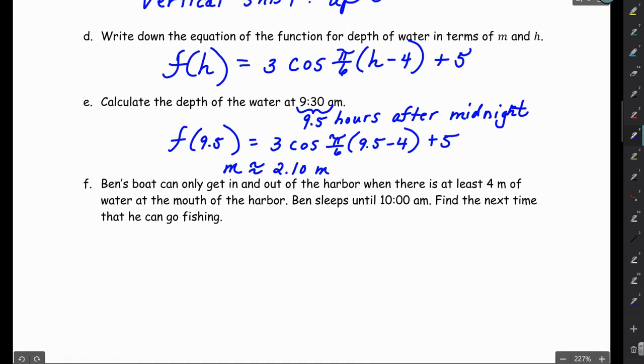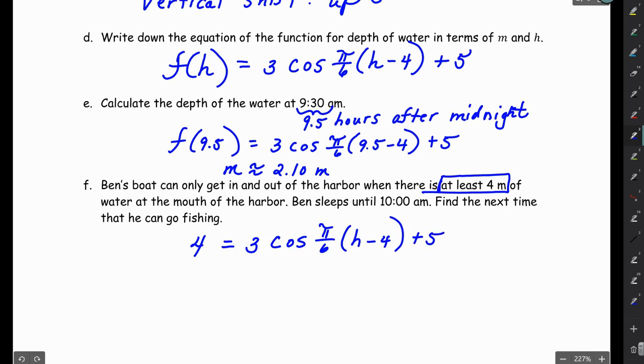All right, last part is letter F. Ben's boat can only get in and out of the harbor when there is at least 4 meters of water at the mouth of the harbor. Ben sleeps until 10. Find the next time that he can go fishing. All right, so we know that the output value has to be 4. And so we just want to put those values. We're going to put the left side in y1. We're going to put the right side in y2. And we're going to look for the intersection point. So let's go ahead and do that.